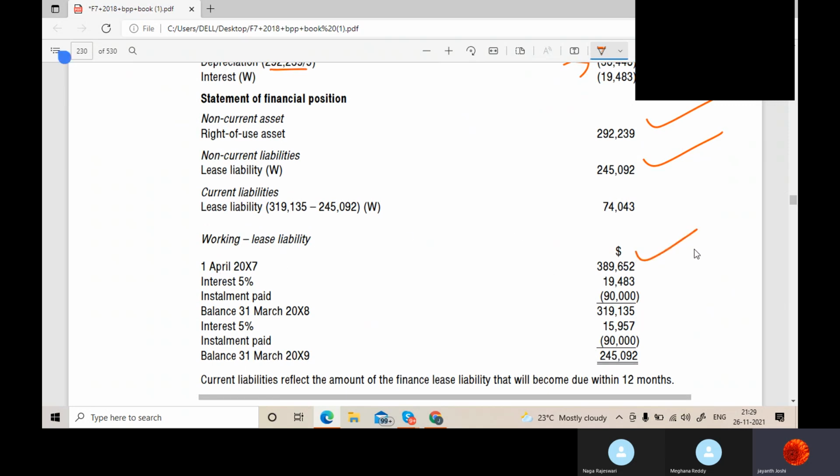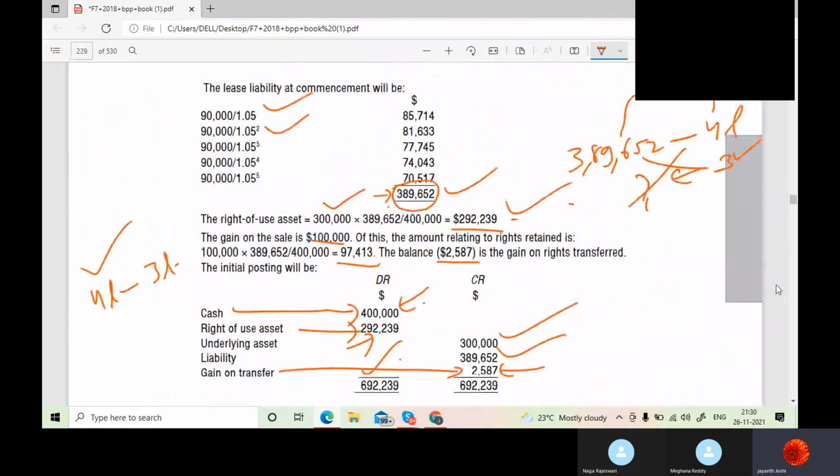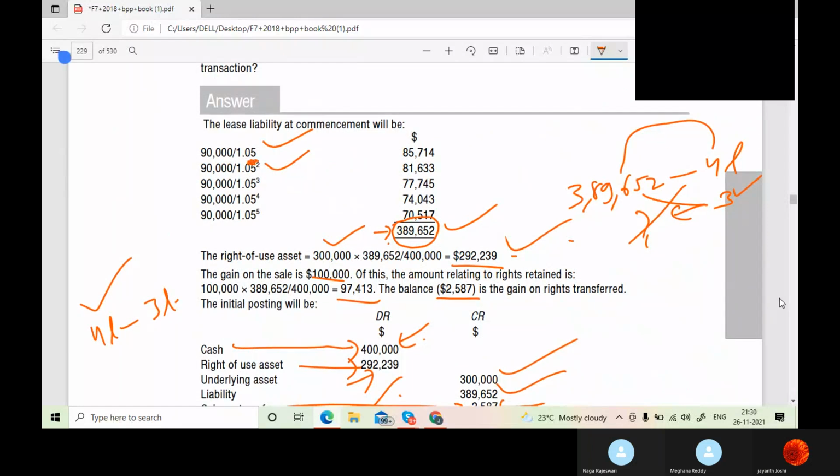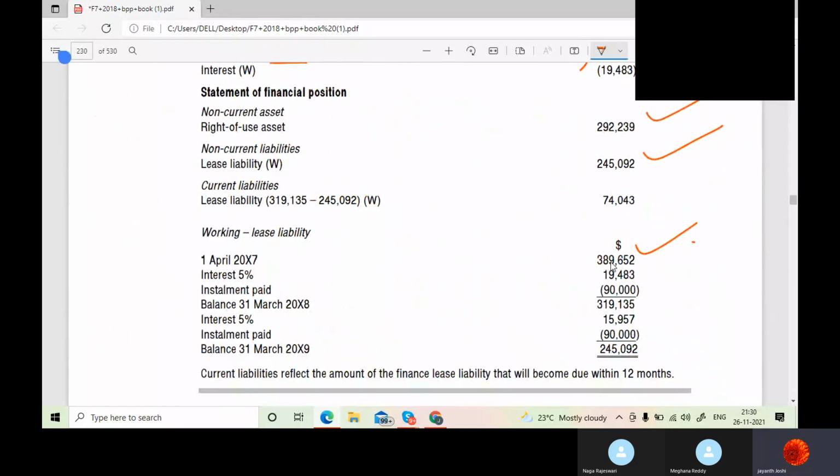So this is the right of use asset, and interest is how much? 5%, correct? Yes, sir. 5%. No? You did the discounting thing. So what is 5% of 3,19,652? This. And the installment paid is 90,000. So now the leftover is this. These two got adjusted. That means the principal element. See, this 90,000 has the interest element included, no? So what is the principal element? 90,000 minus 19,483. That if you deduct from this, I'll tell you.